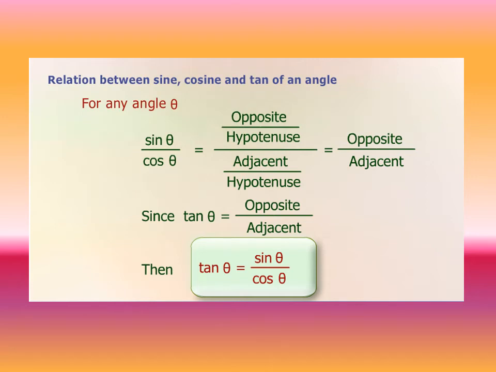Relation between sine, cosine, and tan of angle. For any angle theta, sine theta over cosine theta equals opposite over hypotenuse all over adjacent over hypotenuse. Cancel hypotenuse with hypotenuse. Then the ratio equals opposite over adjacent. Since tan theta equals opposite over adjacent, then tan theta equals sine theta over cosine theta.